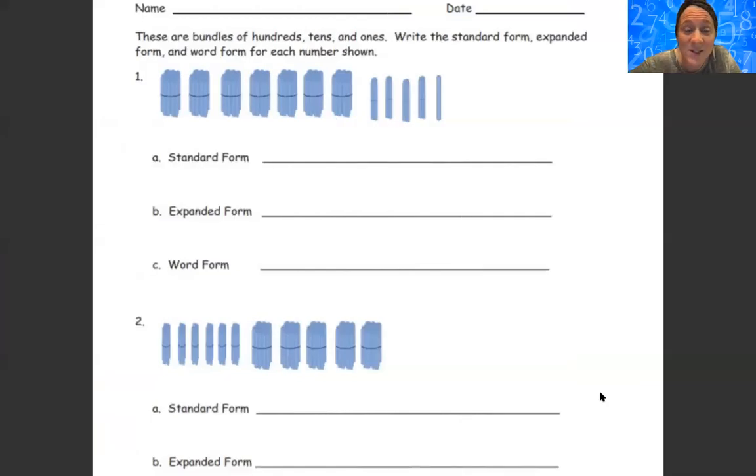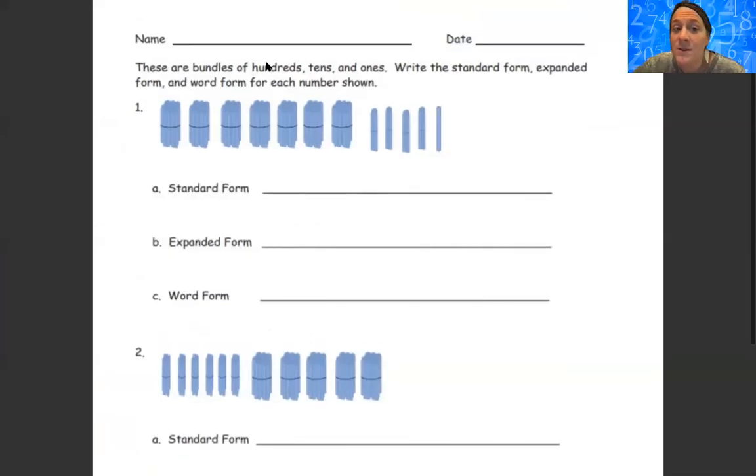And that's our paper for today. It says, these are bundles of hundreds, tens, and ones. Write the standard form, expanded form, and word form for each number shown. Okay, so you guys have been working with these popsicle sticks, and you know that the ones in these large bundles are groups of 100, okay? And you know that these small bundles are groups of 10. And then this single one right here is the ones, okay?